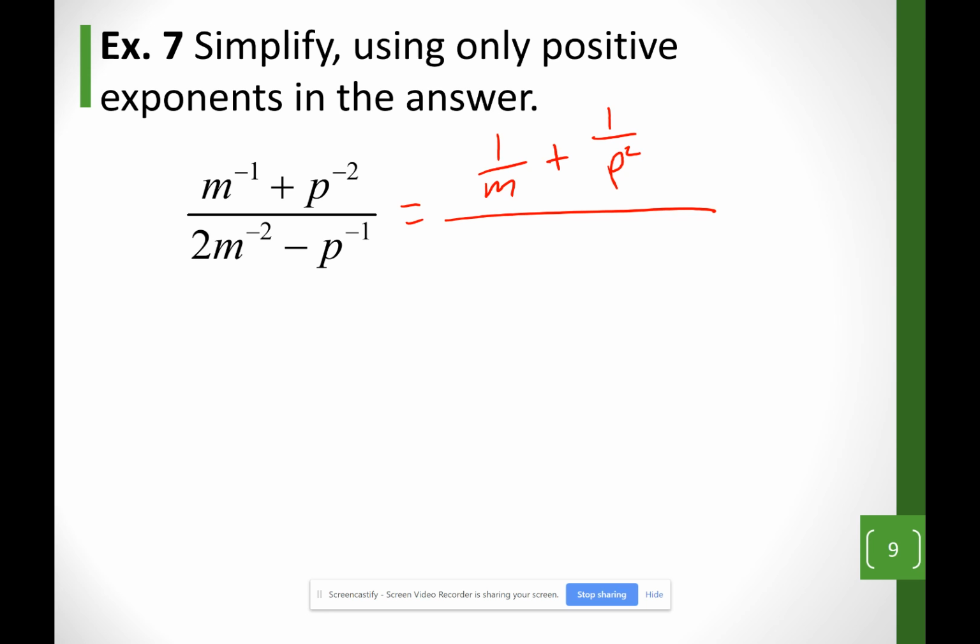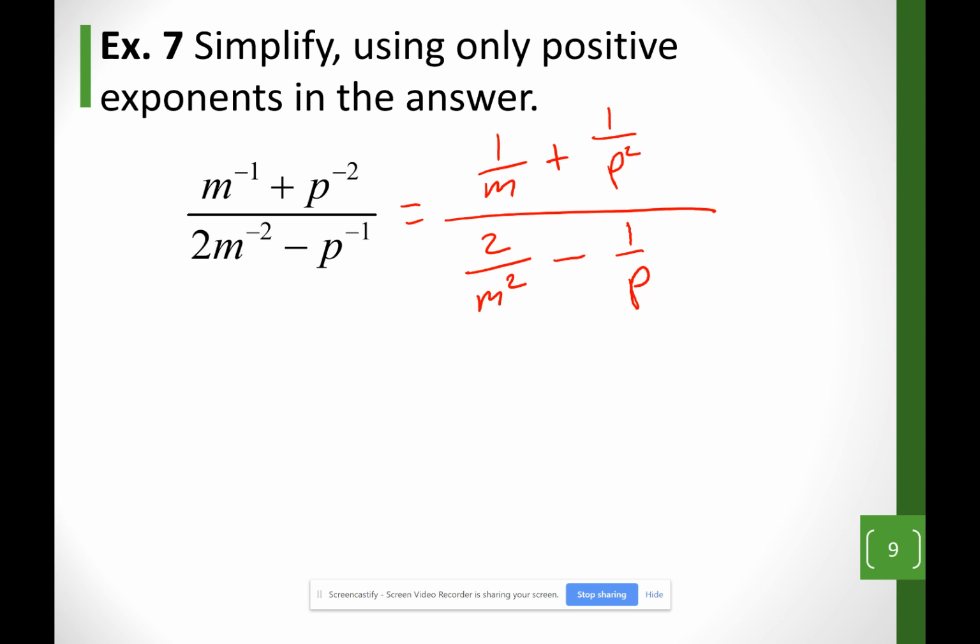Now, at the bottom, I have 2m to the negative 2. I'm going to write that as 2 over m squared. Keep in mind that only the m went to the bottom because m is the only one with a negative exponent. And I have minus 1 over p. Right, I don't write p to the 1. All right, here, use any method, method 1, method 2. Okay, I think in this case, method 2 would be easier.